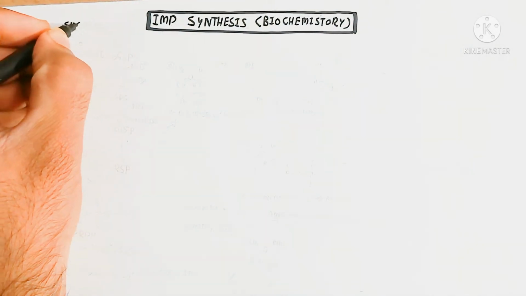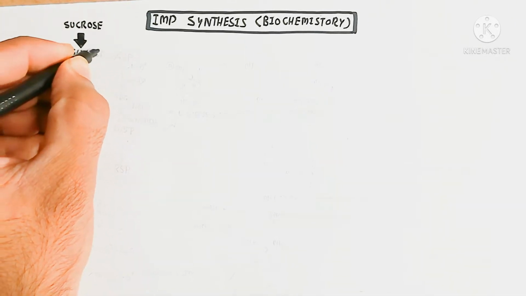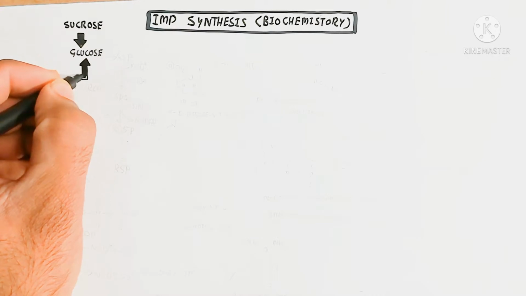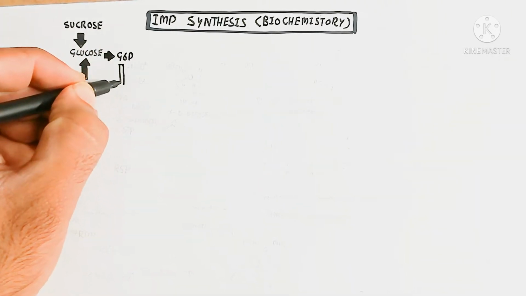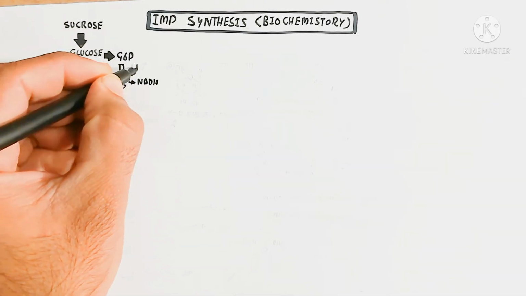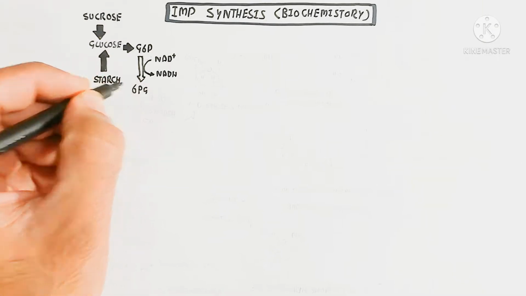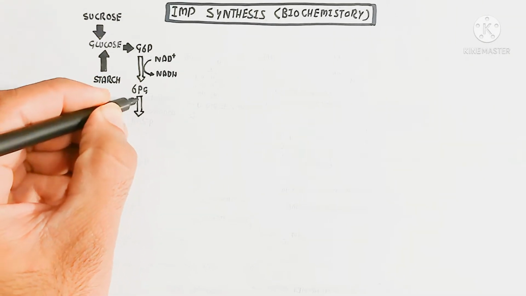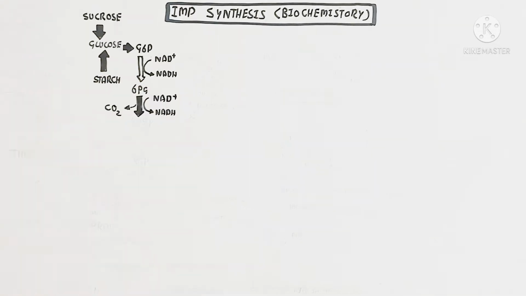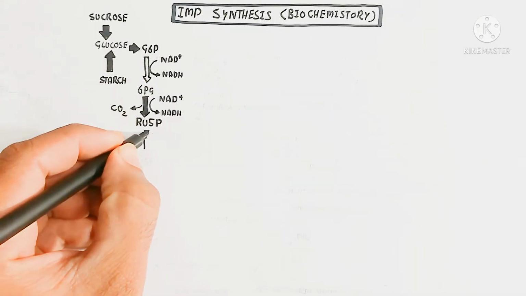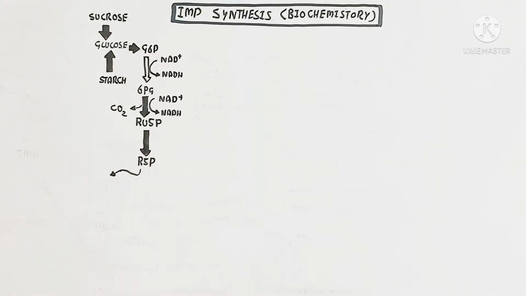Sucrose is a type of disaccharide which comes from sugarcane, for example, and is converted into glucose. It also comes from starch, which is converted into glucose. After this, glucose 6 phosphate goes into glycolysis and NADH is produced, and glucose 6 phosphate will be produced. And again NADH is produced and carbon dioxide is released to produce ribulose 5 phosphate.